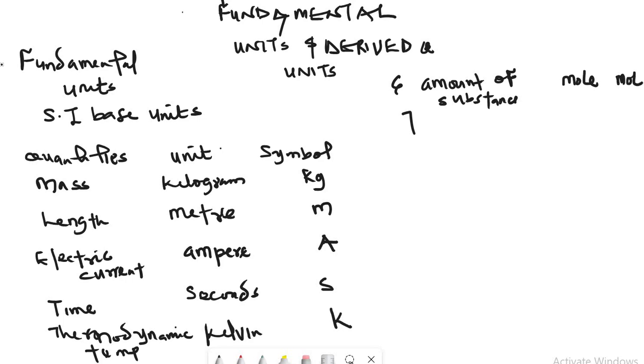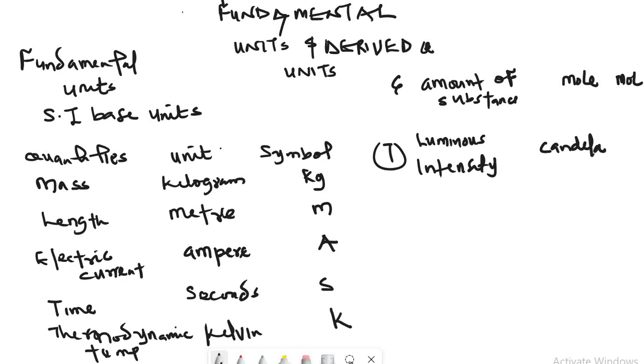The last one, the 7th one, is luminous intensity. The unit for luminous intensity is candela. The symbol for candela is cd.